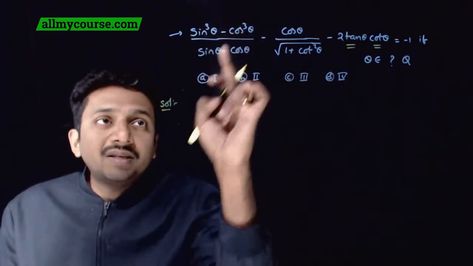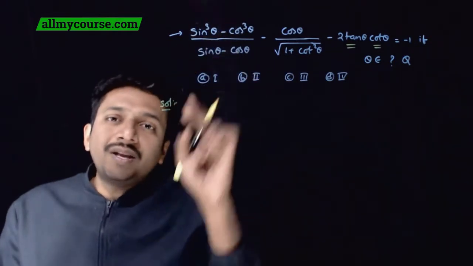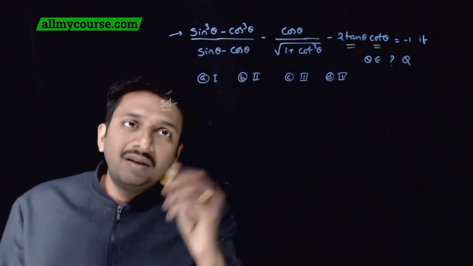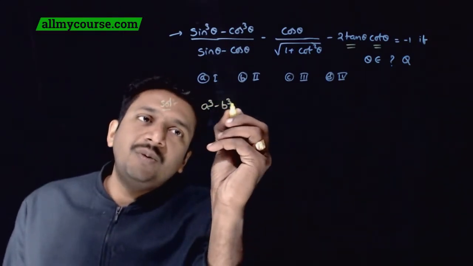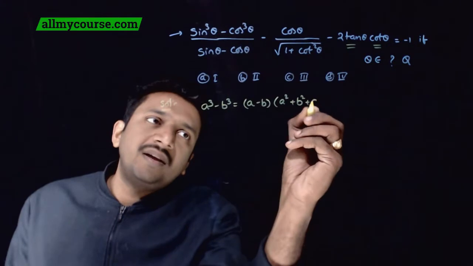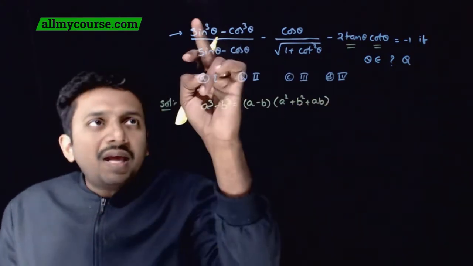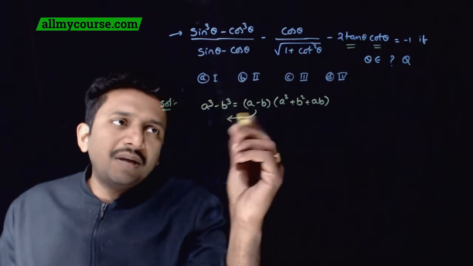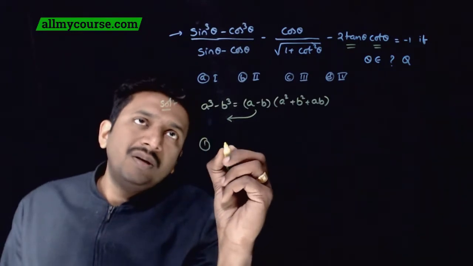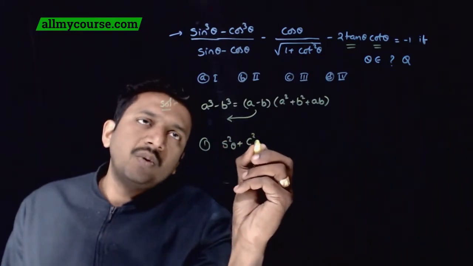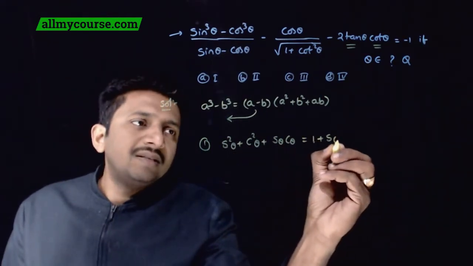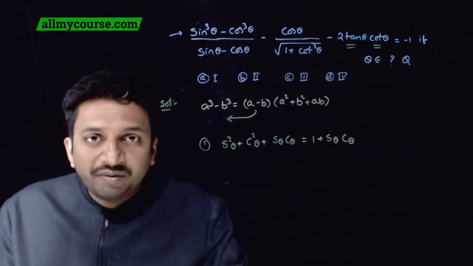And here you have a³ minus b³ by a minus b. You know that a³ minus b³ is a minus b times (a² plus b² plus ab). So I'm using the formula a³ minus b³ equals (a − b)(a² + b² + ab). So a³ − b³ by a − b becomes this term. So the first term gets simplified to sin²θ plus cos²θ plus sinθ cosθ. It's nothing but 1 plus sinθ cosθ. That's what it gets simplified to.